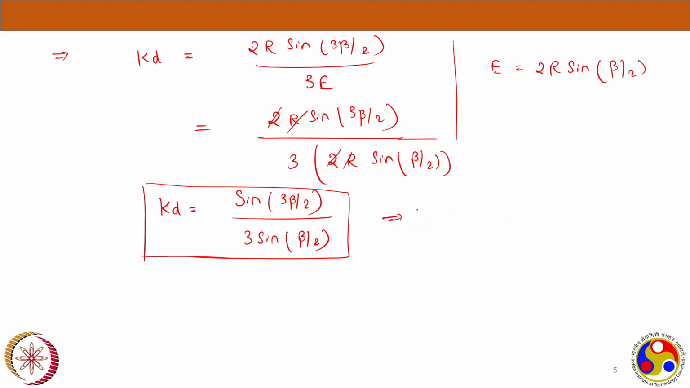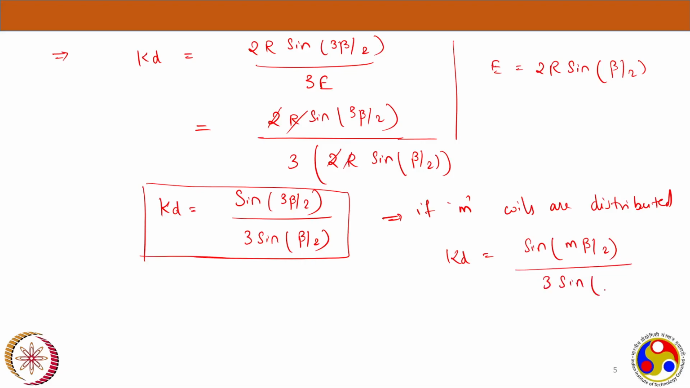Now, if we distributed three coils here, if m coils are distributed, now I'm just trying to generalize this formula. KD will be sine m beta by 2 by m sine beta by 2. So this is the standard formula for distribution factor.